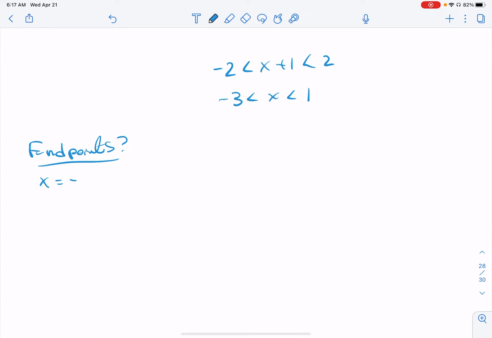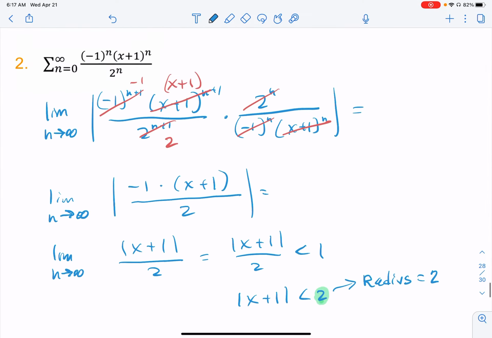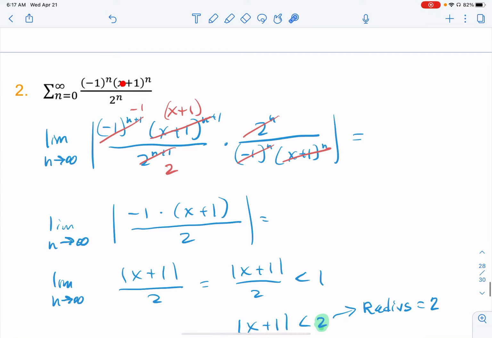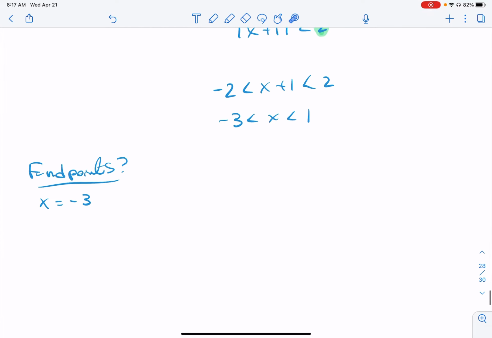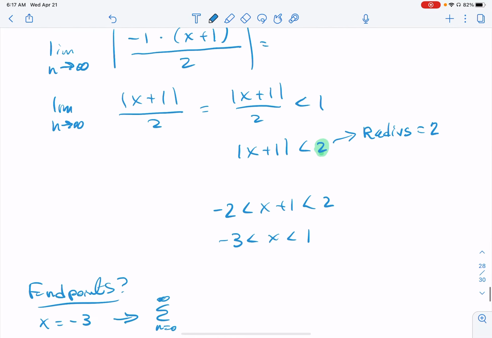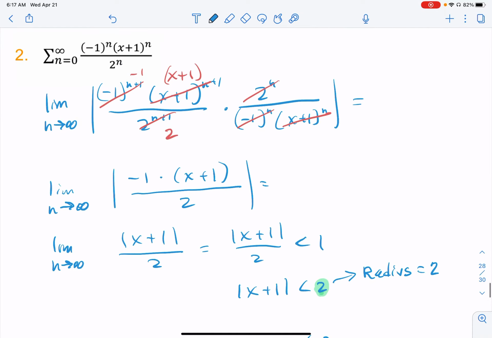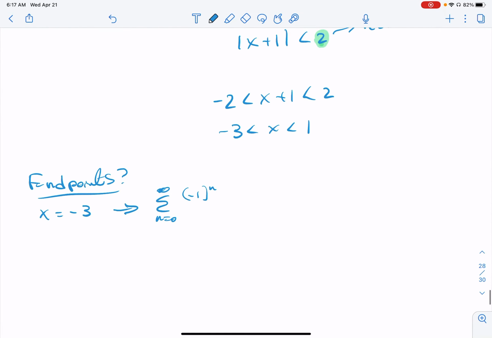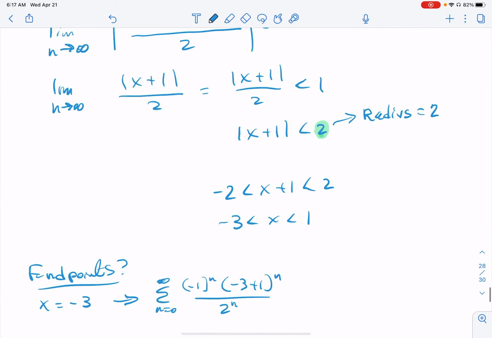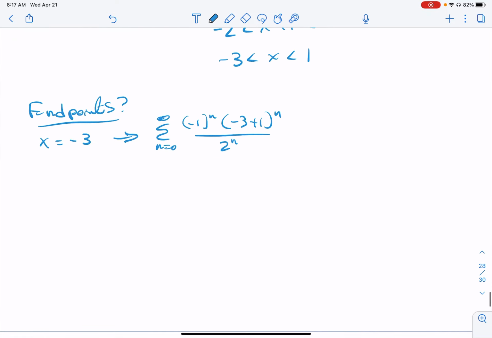By first, I mean negative 3. So again, back here where there is an x, we'll stick in a negative 3 and see what happens. So we have the sum from n equals 0 to infinity of negative 1 to the nth power, and then negative 3 plus 1 to the nth power over 2 to the nth power, I think it was. Yeah, it was. Then just rewrite stuff so that we can simplify and see what kind of series this turns out to be.